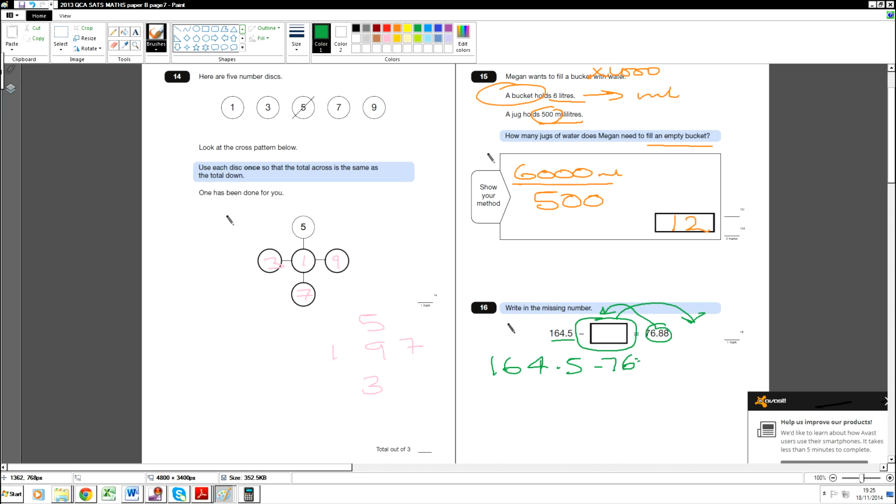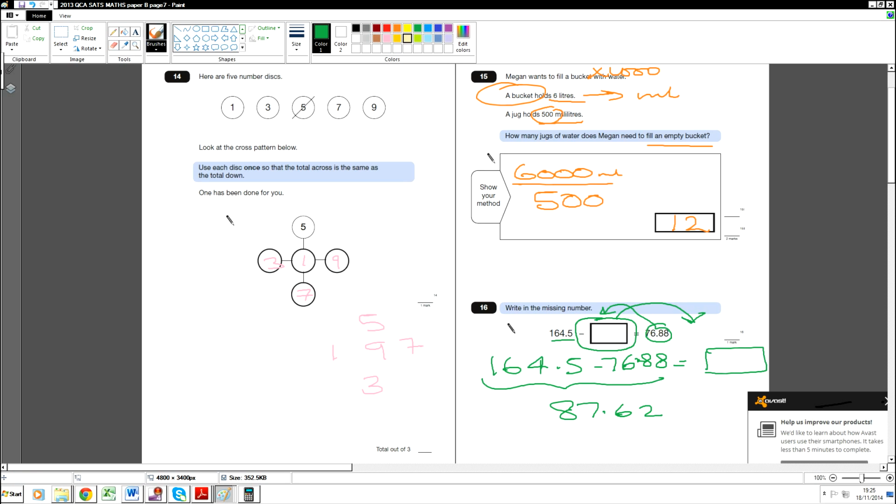76.88 is equal to the box. And the box will now be positive because it was minus, it becomes plus at the side. So we are now trying to solve the equation by making the box the subject. So we have 164.5 minus 76.88. And what will that give us an answer of? 87.62.